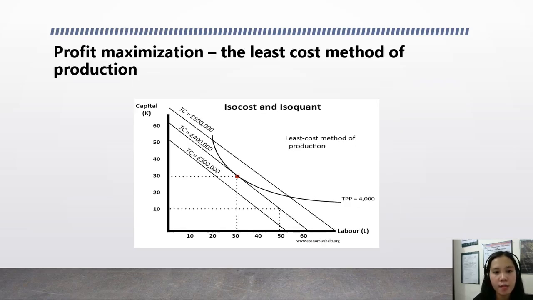So, profit maximization, the least cost method of production. Another way of seeking to maximize profit is to target the output of 4,000 and then find the isocost with the lowest possible cost. So, in this case, the isocost touches the point of the TPP, or total physical product, at the total cost of 400,000.